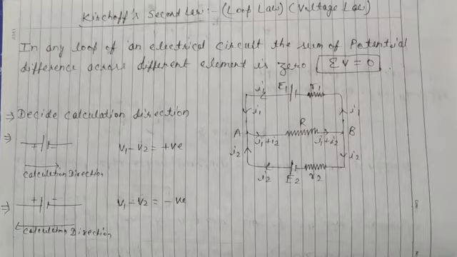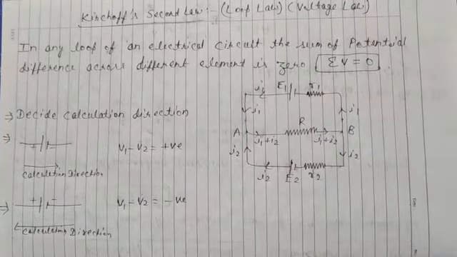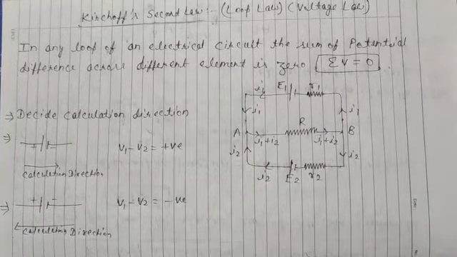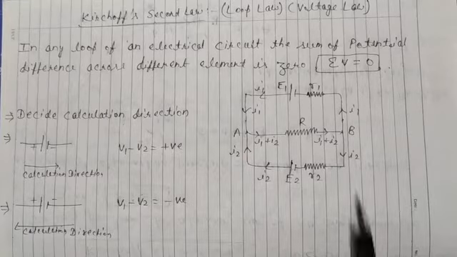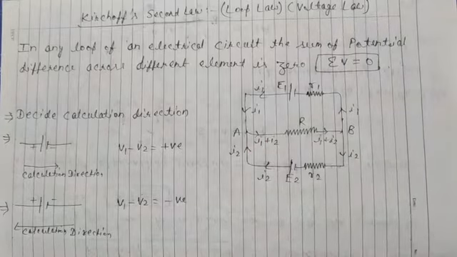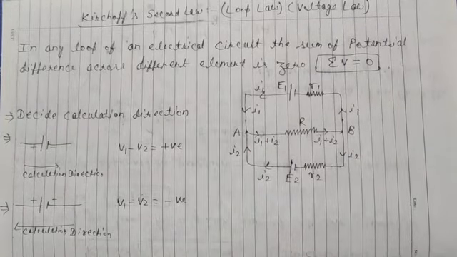In the previous class, we studied Kirchhoff's first law. Now, Kirchhoff's second law. It is also known as the loop law because the calculation is done in one loop. It is also known as the potential law or voltage law. Now, what is the law?